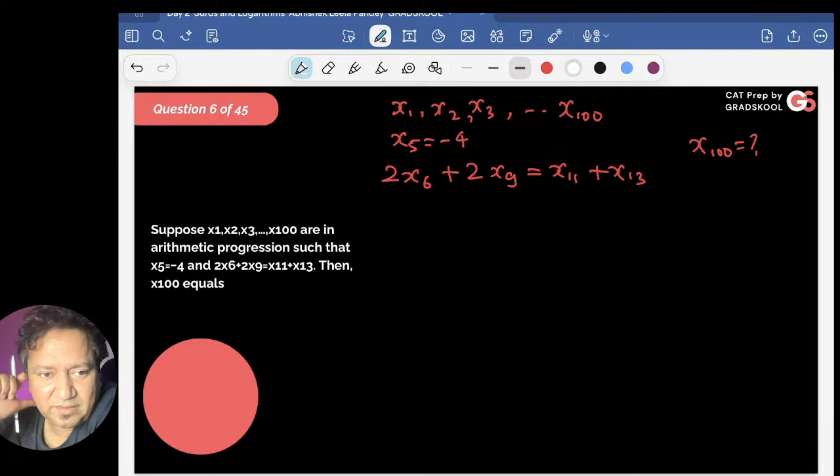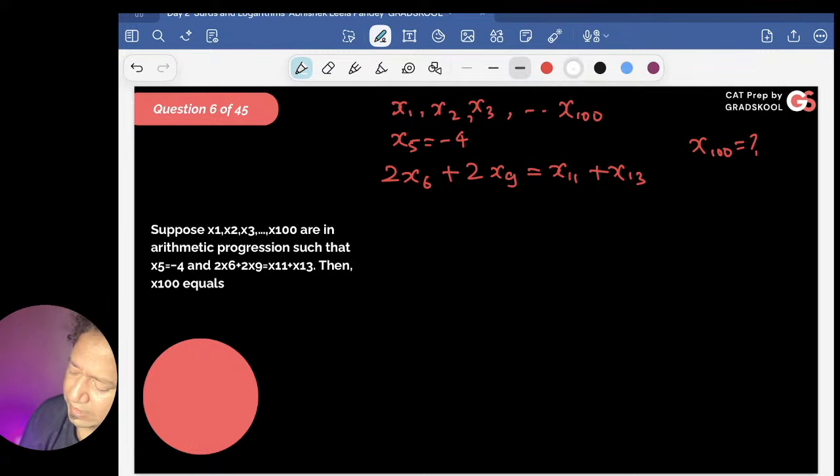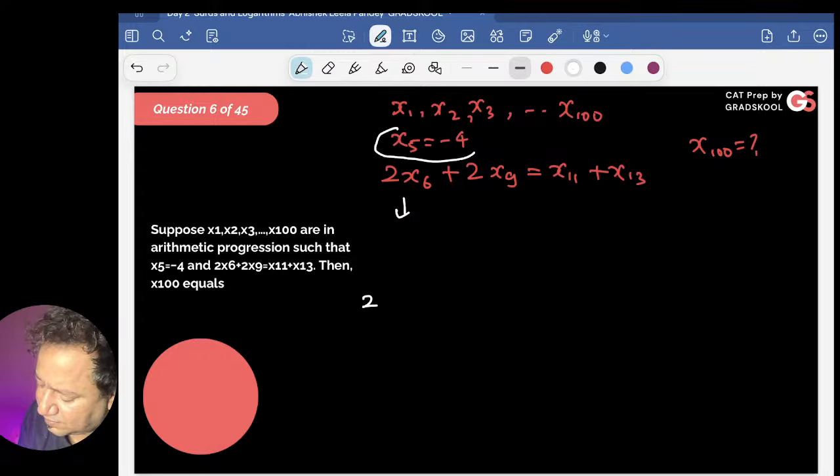So what is the main thing over here that we need to do? The main thing, we'll have to assume some kind of common difference, right? x6 is nothing but x1 plus 5d, but I have an idea, why don't I use this? If x5 is -4, x6 will be -4 plus d. I have assumed d to be the common difference.